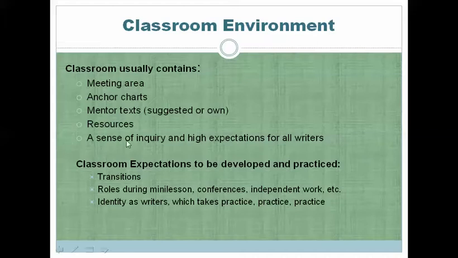Other writing resources for the writers are necessary, and again, those are often described within the units themselves because these are grade specific quite often, or at least age specific. And then just this piece that's not tangible, but it's palpable in a classroom that is so student-centered and is all about rigorous, high expectations for all writers.